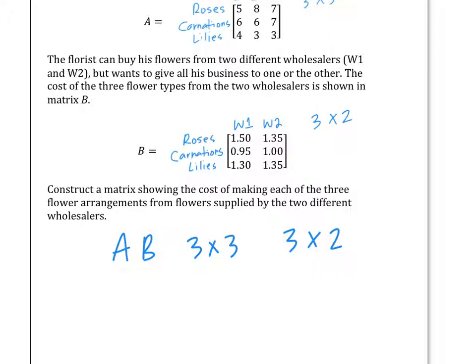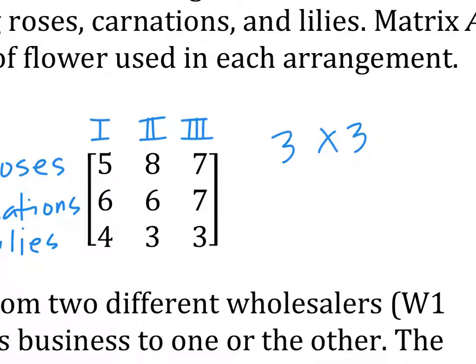However, let's look at why it doesn't make sense. Okay, so let's look at A, a 3 by 3 matrix. Let's look at the categories of each row and column. What does the row represent? Types of flowers, so flowers. What do the columns represent? Arrangement, yeah, arrangement.